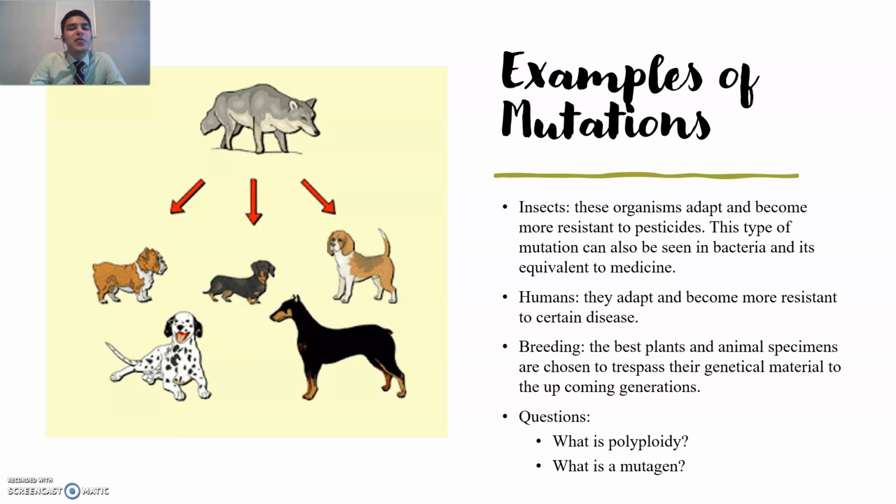And now I have some questions for you. What is polyploidy and what is a mutagen? So please go over Agilex and find the answer in there. Of course, you need to write those answers in the summary for today.